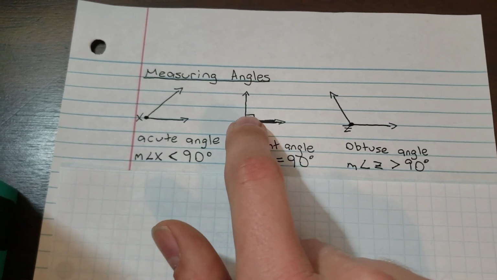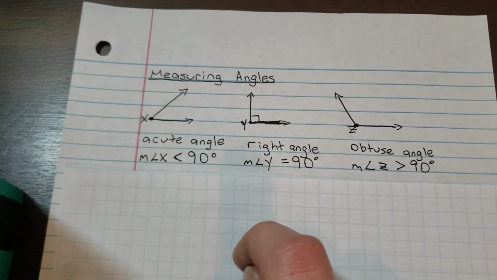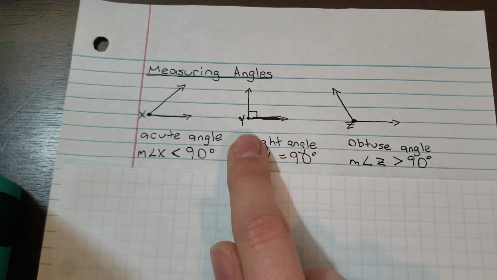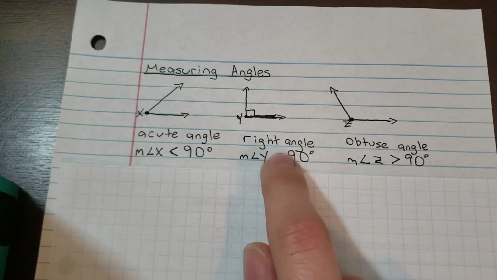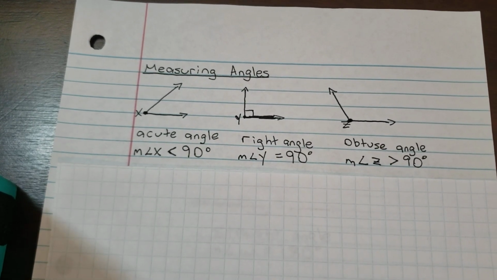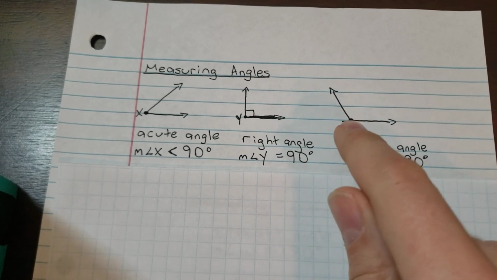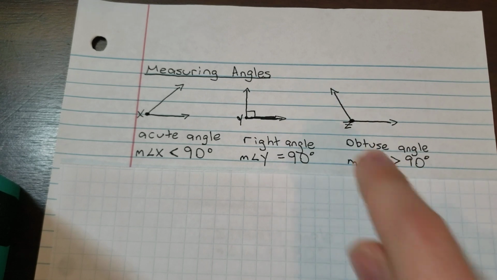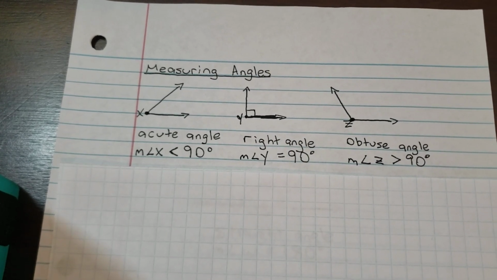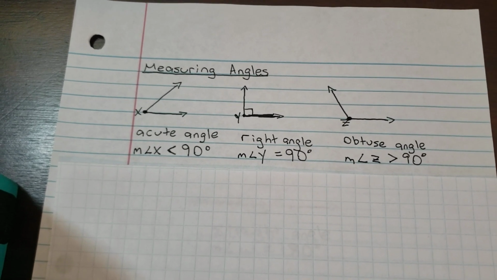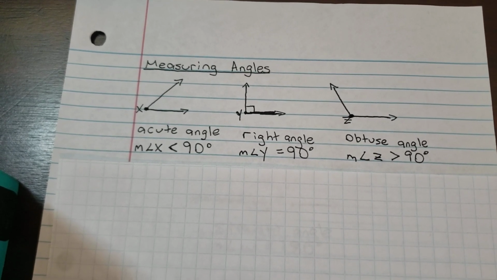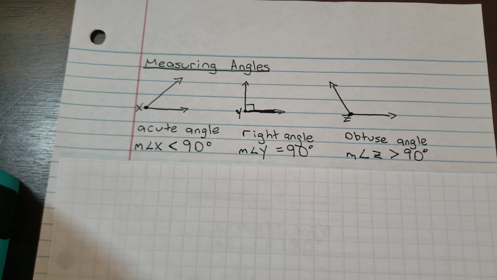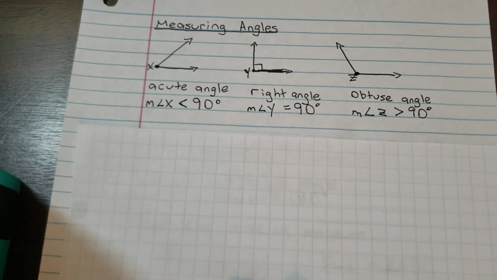Right angles, that's where we see the little box in the corner. That's telling us that it's a right angle, and the measure of angle Y, in this case, is exactly 90 degrees. For angle Z, the measure is greater than 90 degrees, making it an obtuse angle. I know some of you learned this last year, and some of you the year before, but it's important to have this as a basic upon which we can build.